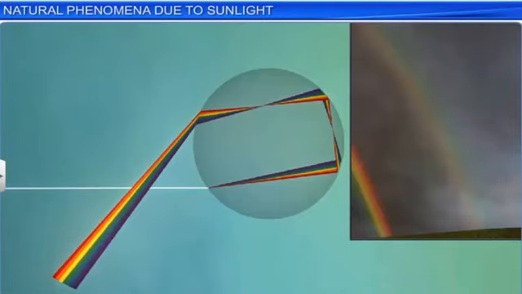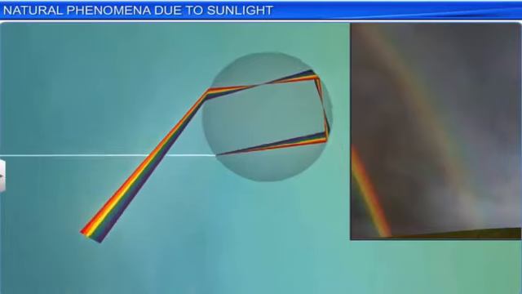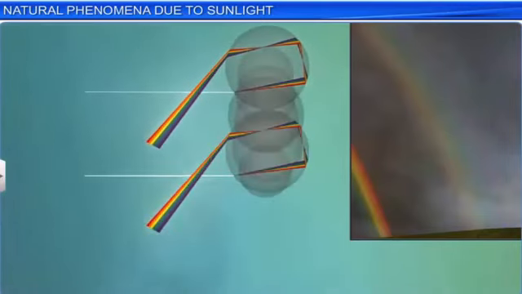In the case of the formation of a secondary rainbow, the emerging red light makes an angle of 50 degrees and the violet light makes an angle of 53 degrees with respect to the incoming sunlight.